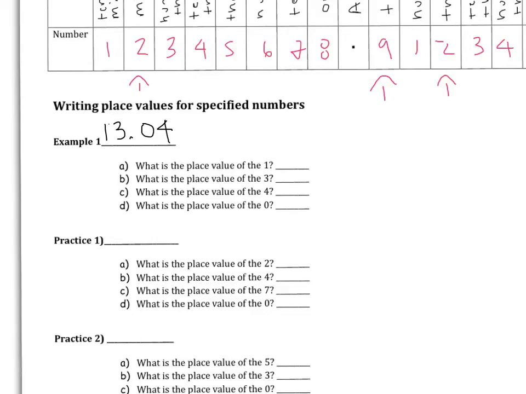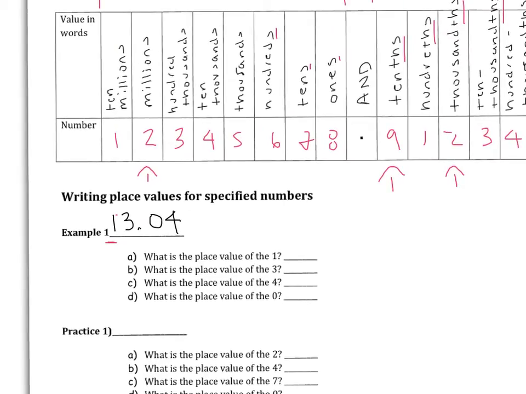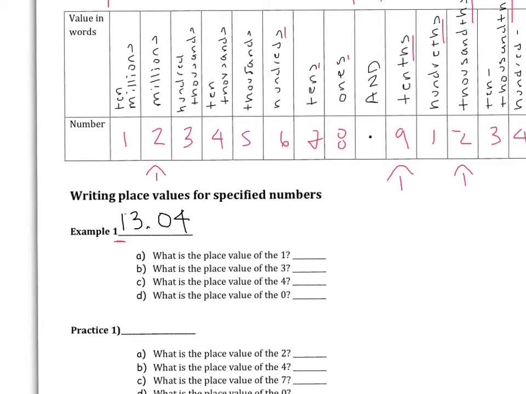Well, I noticed that the 1 is 2 places to the left of the decimal. So I'm going to come back up here to my chart. Here is my decimal. If I go 2 places to the left, I'm at the tens. So the place value of the 1 is the tens place with an S. What is the place value of the 3? Well, the 3 is 1 to the left of the decimal, so that's going to be the ones place. What is the place value of the 4? Well, that is 2 to the right of the decimal. That's going to be the hundredths place. And what is the place value of the 0? That's 1 to the right of the decimal, so that's going to be the tenths place.